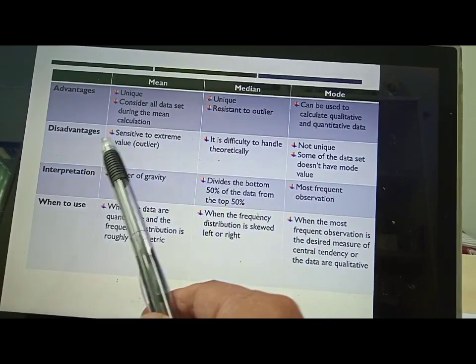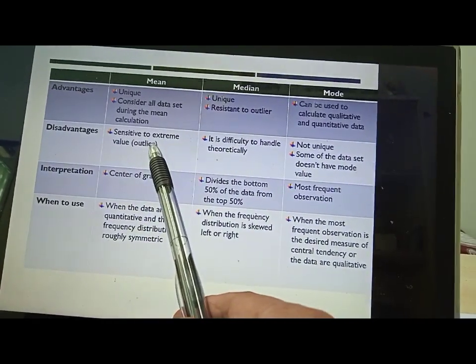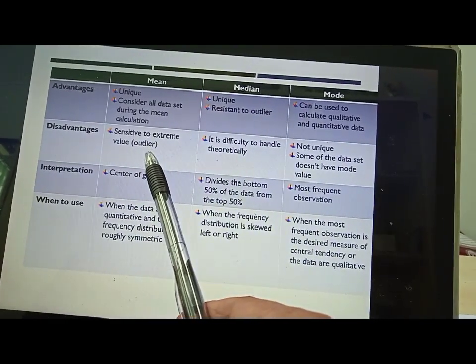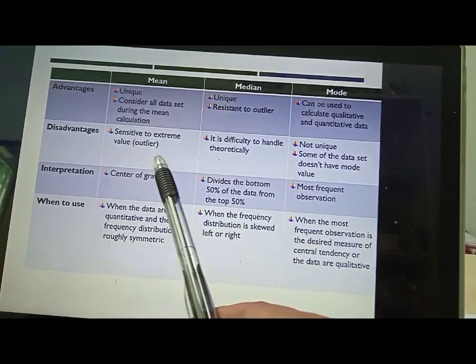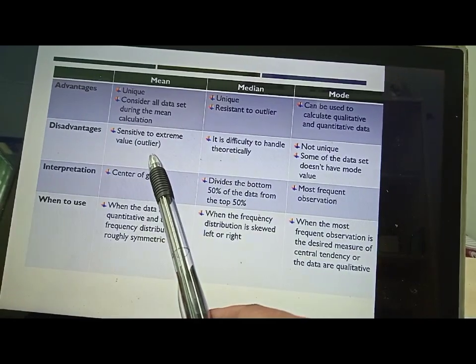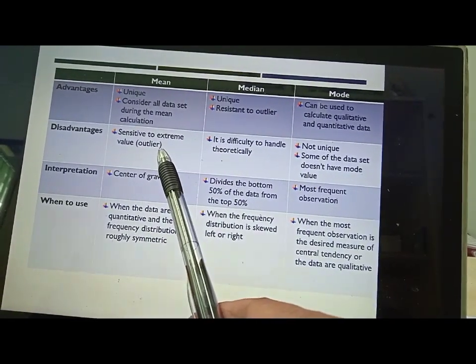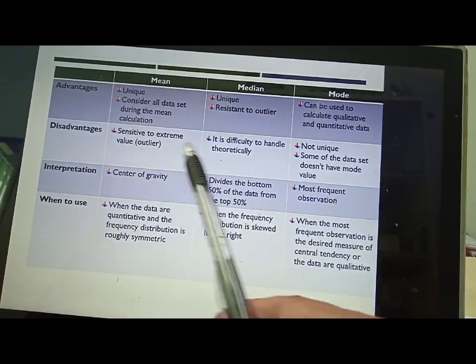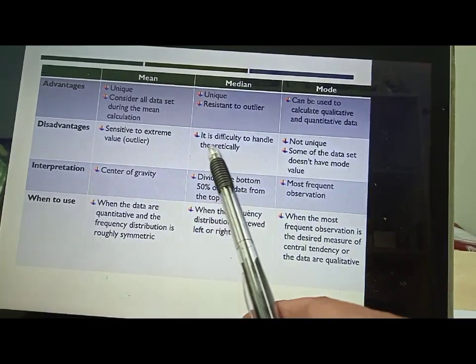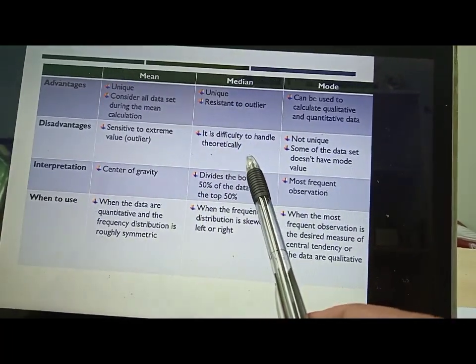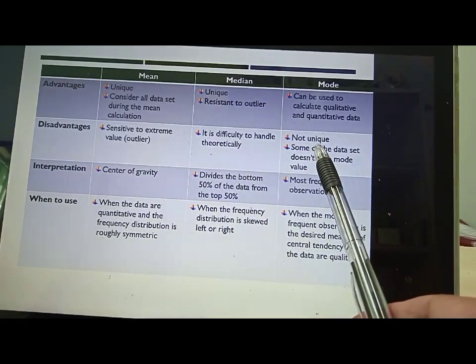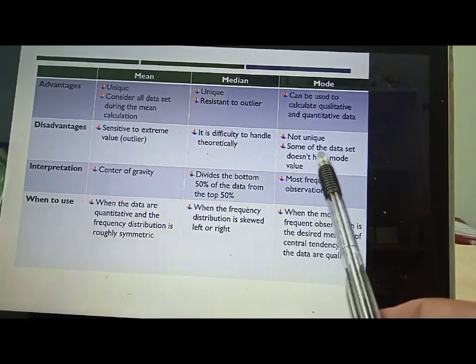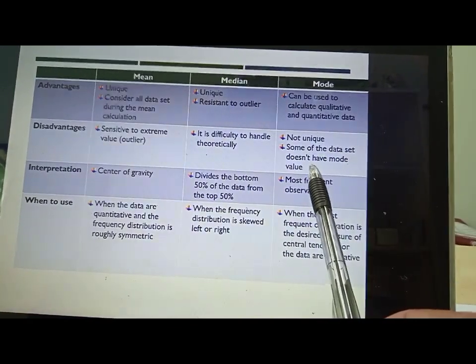Okay, the disadvantages of each parameter. For mean, it is sensitive to extreme values, the ones that we described earlier. For data skewed to the left or skewed to the right, mean is very sensitive, so it is not resistant compared to median. Disadvantage of median, it is difficult to handle theoretically. And for mode, the disadvantage is it is not unique, and some data sets don't have a mode value.